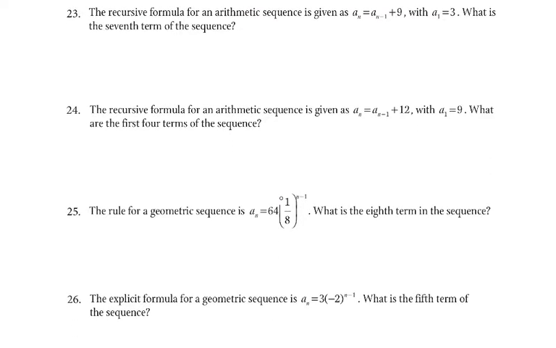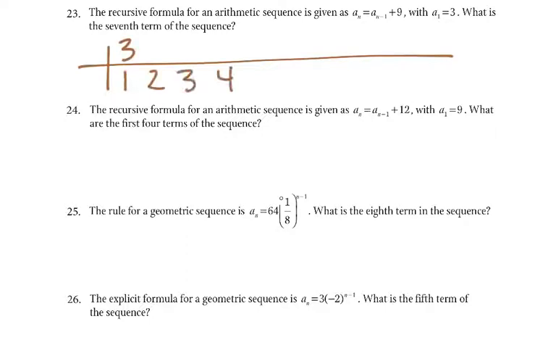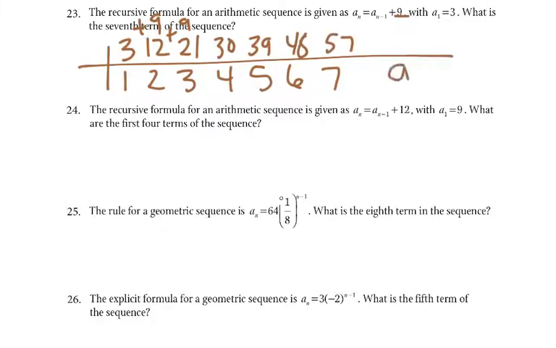Okay, now we're kind of going back to some recursive and explicit stuff. So it says the recursive formula for an arithmetic sequence is given with a sub 1 equals 3. What is the seventh term? So we have a sub 1, which is 3. We want to get to the seventh term. So our pattern is adding 9, so we just keep adding 9. 3 plus 9 is 12, plus 9 is 21, then 30, then 39, then 48, and finally 57. So a sub 7 equals 57.